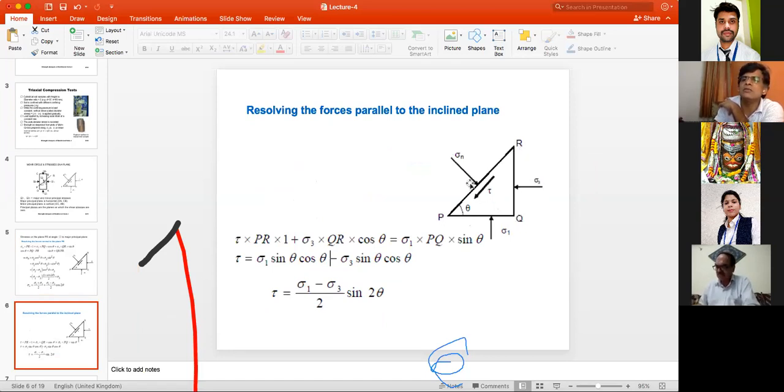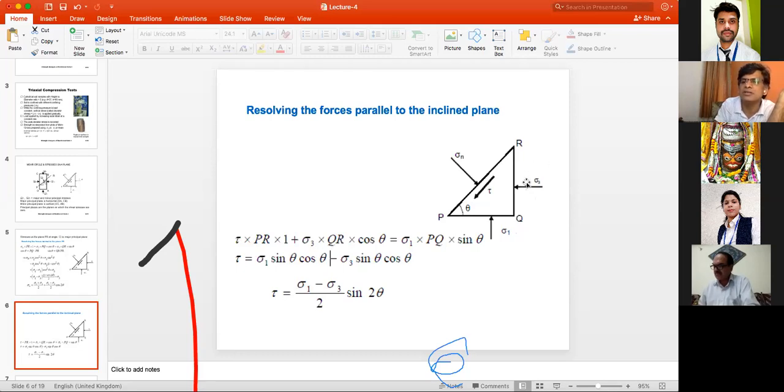Let us resolve all the forces in the free body diagram parallel to the inclined plane. We have the shear stress tau acting on the plane PR, sorry, not PQ. So tau PR multiplied by 1, which is acting on the left side, and sigma 3 is also acting on the left side, so that is taken as positive here. Sigma 3 acts on which plane? That is the QR plane, the minor principal plane.